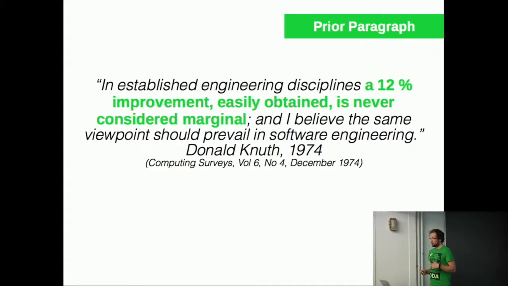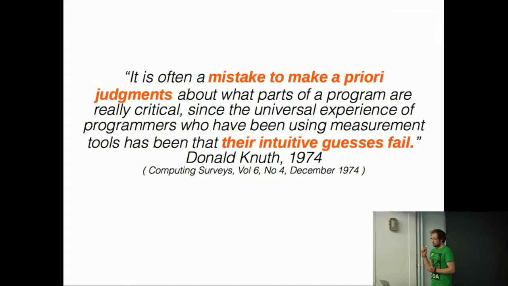And also in the prior paragraph, what Mr. Knuth said is that already a 12% improvement easily obtained is never considered marginal. And therefore, we should do it. Another thing that he outlines is that oftentimes our a priori judgment is bad and our intuitive guesses fail, which for you, for about half the people, was at least right with the reverse sorting example. So we need to prove it, we need to measure.